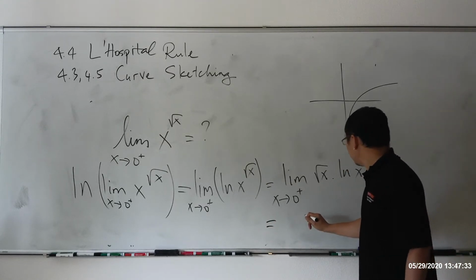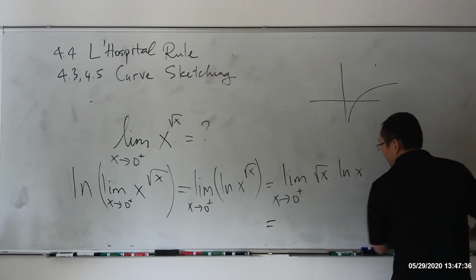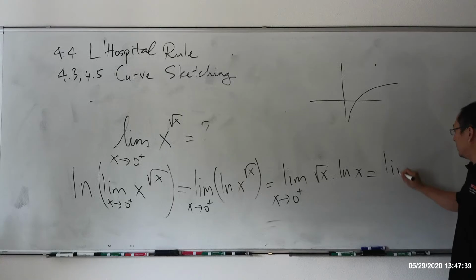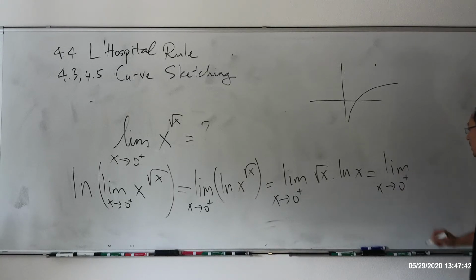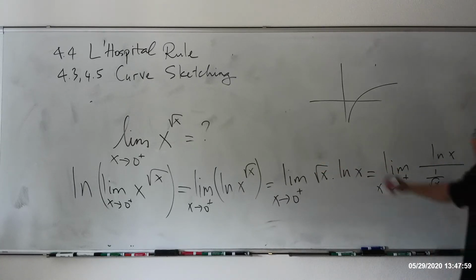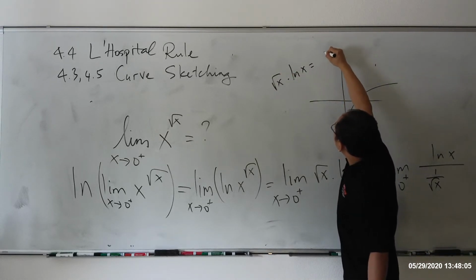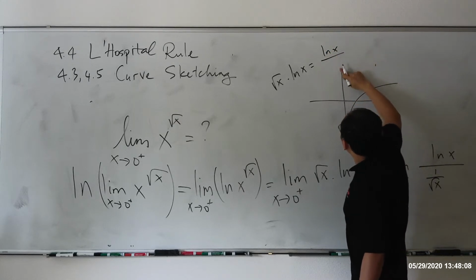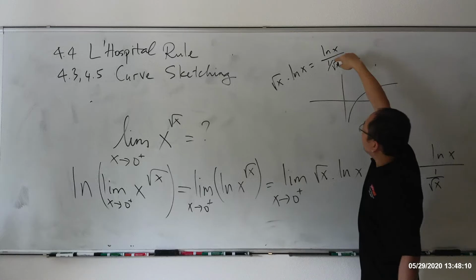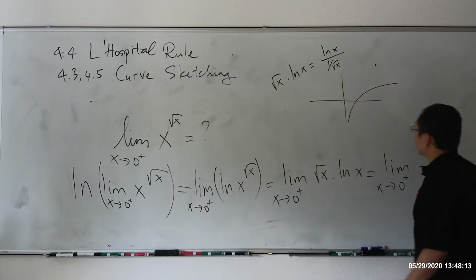This is the same thing as, oh, I still have room, so let me continue writing. Limit x approaches 0 plus, and watch me. This is ln of x divided by 1 over square root of x. See? Dividing by a fraction means multiplying by its reciprocal. Square root of x times ln of x is the same as ln of x divided by 1 over square root of x, because when I divide by the reciprocal, I multiply by square root of x. Okay?